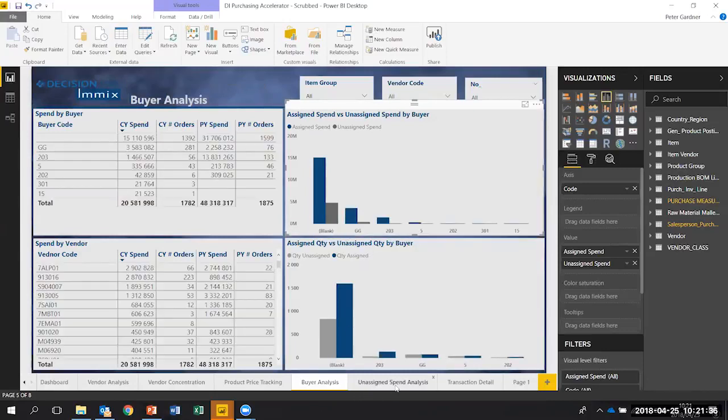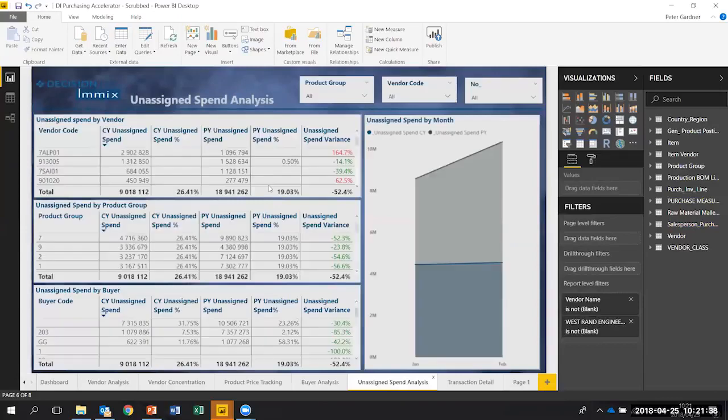So the next dashboard we're looking at is the actual unassigned spend dashboard. This is showing you unassigned spend, similar to how we saw margin analysis in the sales accelerator, looking at margin performance across store, customer, and product groups. This is showing you your unassigned spend by vendor, by product group, and per buyer within your company. So you can see who the big culprits are.